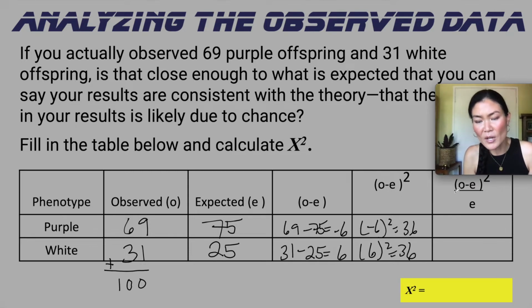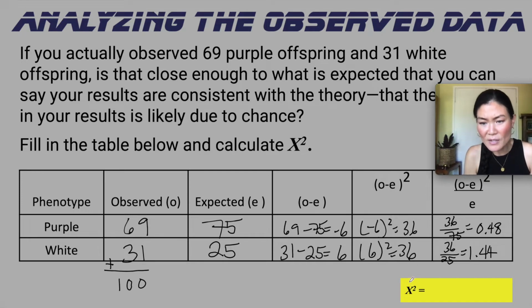And then remember our equation is O minus E squared over E. So it's basically 36, which we got here, divided by the expected, which is 75. And when you do the math, and I already did that ahead of time, it's going to be 0.48. And then over here we have 36 divided by the expected, which is 25. Expected is 25 white. And we get 1.44, okay?